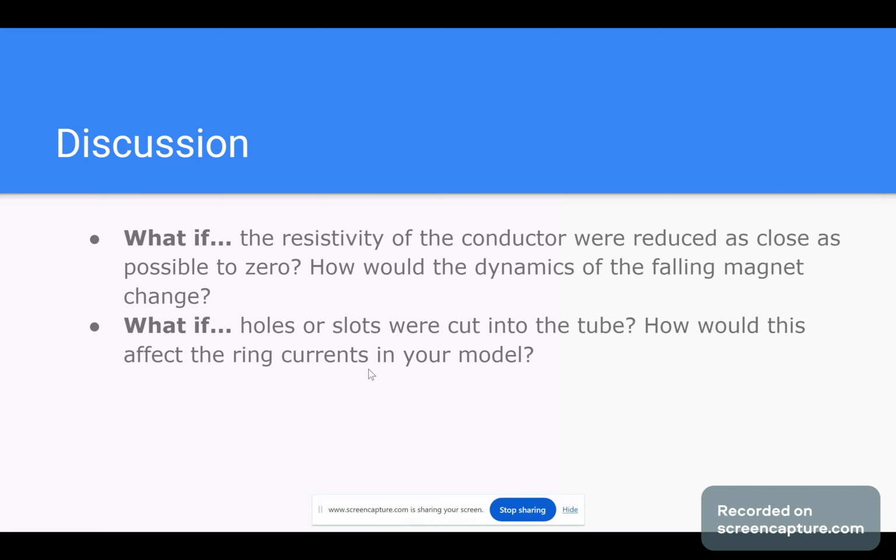And what if holes or slots were cut into the tube? That would mean that no current can pass through the tube. Therefore, there would be none of this effect. There would be no magnetic braking because you need current in order to see this effect.